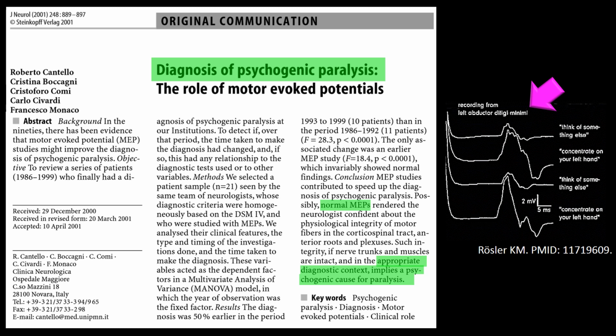transcranial motor evoked potential recorded from muscles is subject to change depending on the content of consciousness. When a person thinks about things not related to the test, the amplitude of the wave is much smaller than when a person concentrates their thoughts in the hand being tested.